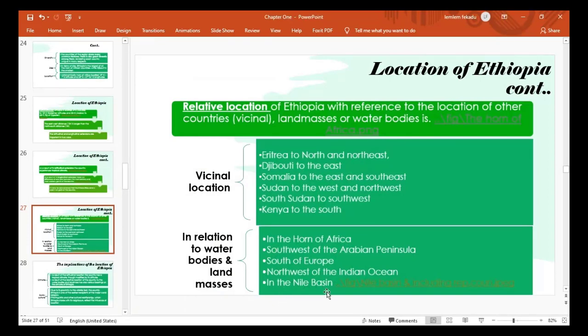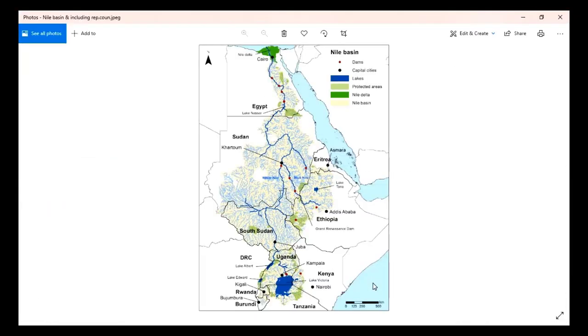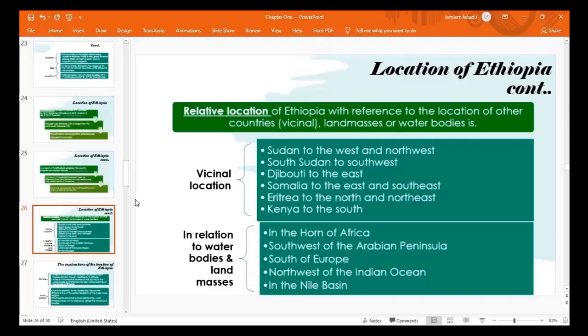And also Ethiopia is found in the Nile basin. The Nile basin is drained by the Nile river, which flows through 11 countries. So Ethiopia is one of the Nile basin countries. So Ethiopia is here. There are 11 countries within this river basin. So all this is the expression of the relative location of Ethiopia.